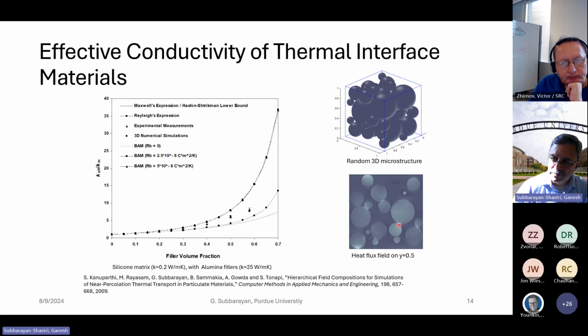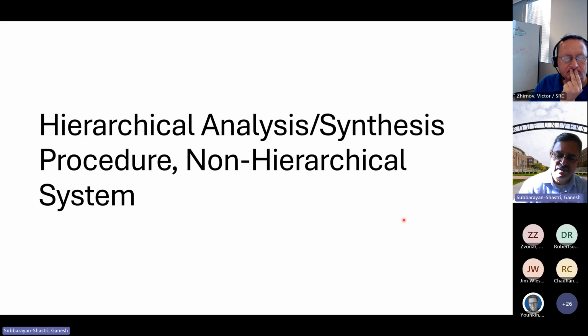And there is actually a near percolation transport. When particles are in close proximity, they transmit energy much better than when they are farther apart, because the matrix is so poorly conducting compared to the particles. So you can explain that with models like this. So that's an example, again, of an application of the hierarchy in geometry mirrored by hierarchy in behavior. So here the procedure as well as the system is hierarchical.